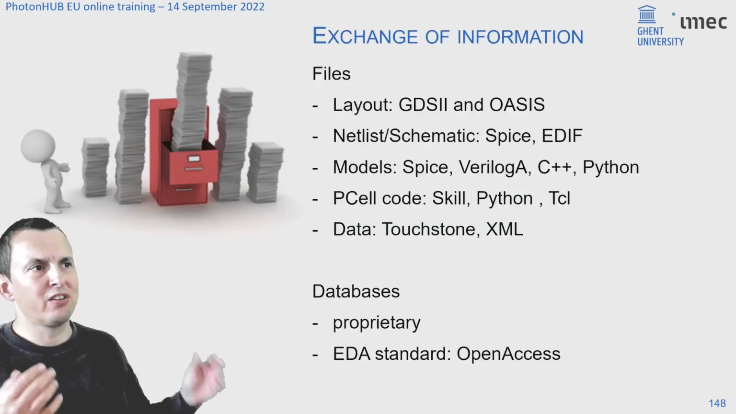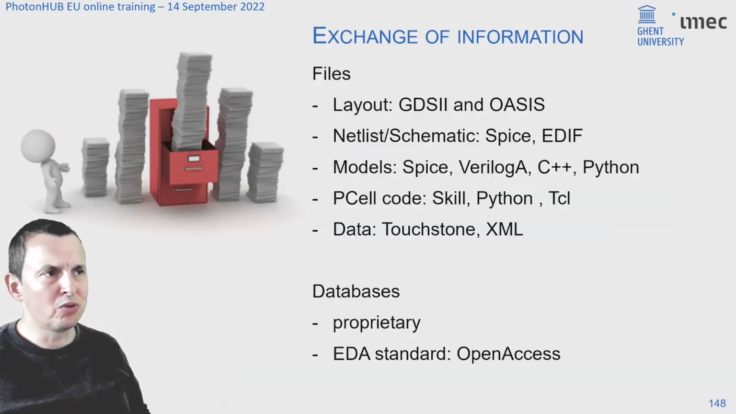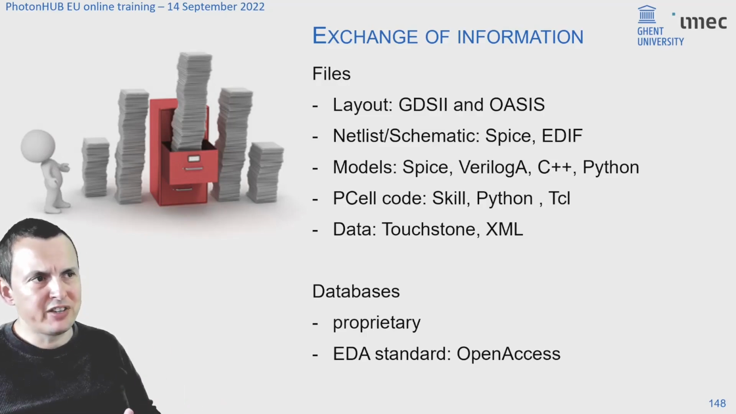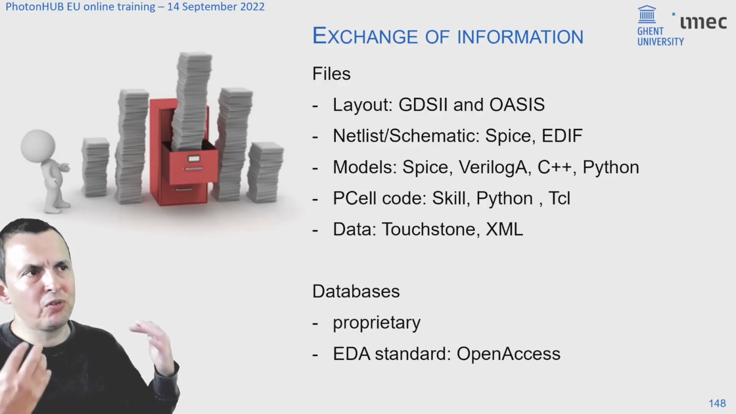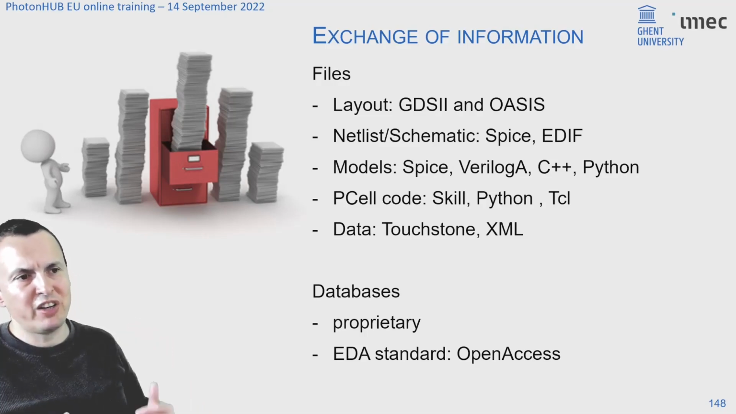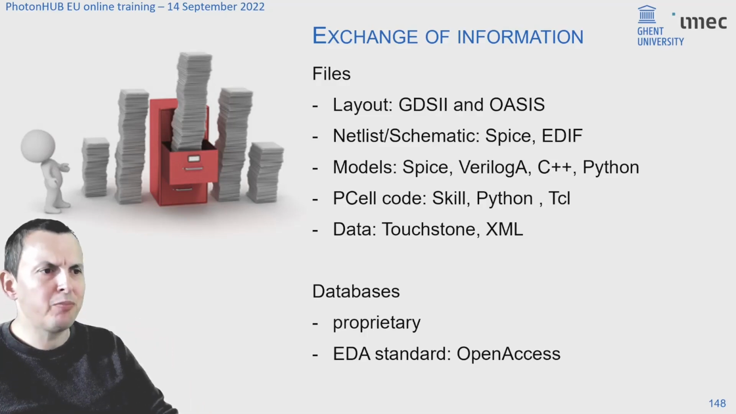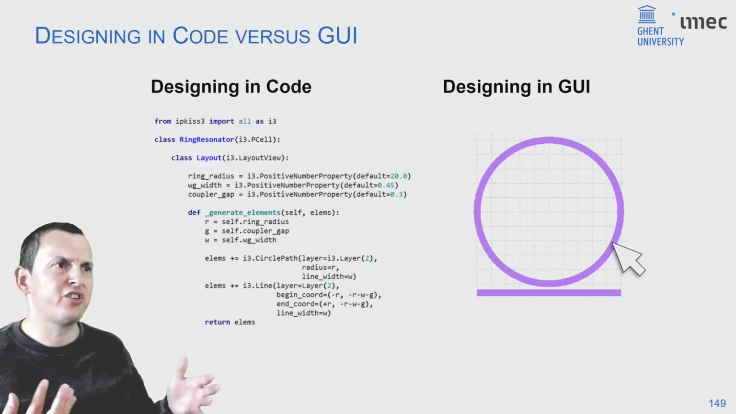That can be through files. That's the most primitive way, like saving your files as GDS, but also for netlists and schematics. But more likely, this is either done in databases, which in many cases are proprietary, although there's something like OpenAccess as a standard database format. Or you can also embed information in code. And this brings me actually to a very important distinction.